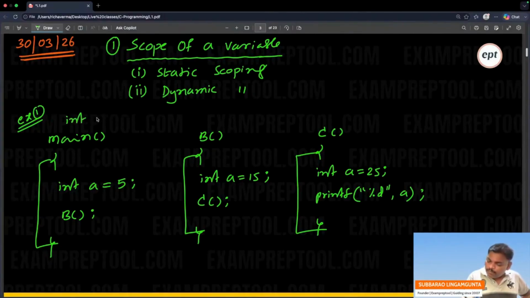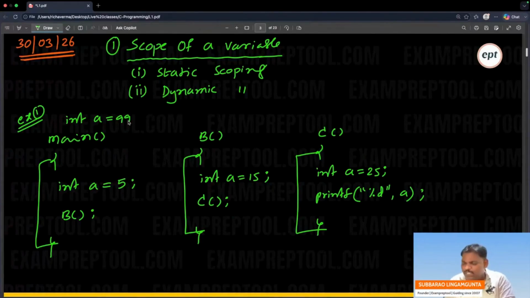If anyone is not getting it, within a few minutes you will get it. This is the first program. I have not done anything yet. Class has just started today. Previously, I explained a few basics. Scope of a variable is the first topic, which internally contains static scoping and dynamic scoping. What exactly are static and dynamic scoping? I have to give some examples, so I started the first problem.